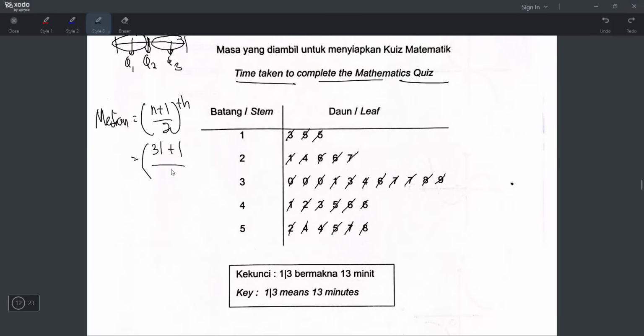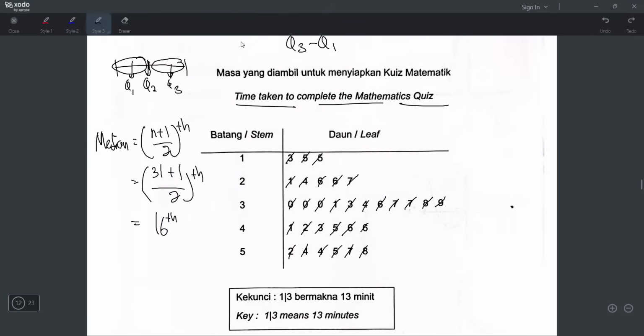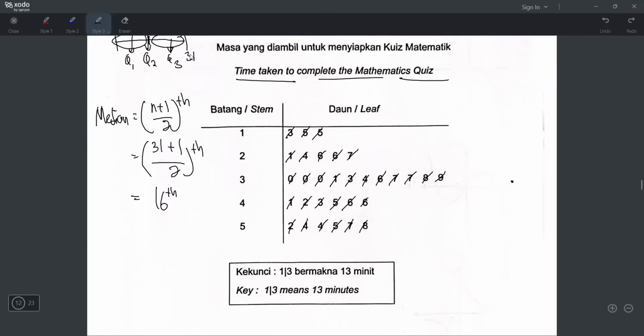And then you just plus 1 divide 2, and it will tell you the exact position is at the 16th. It means there are 31 data, but the Q2 is at the 16th position. So we can just count 16 and then circle it. 1, 2, 3, 4, 5, 6, 7, 8, 9, 10, 11, 12, 13, 14, 15, 16.